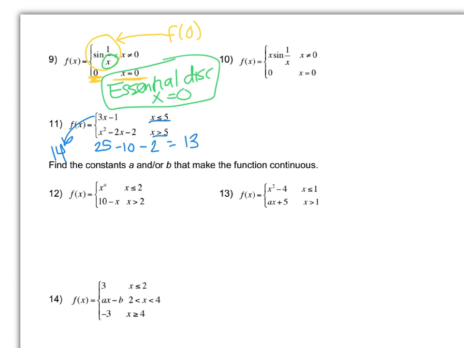So because when this function changes from the first piece to the second piece, it equals two different y values at 5 in those two functions, this has a discontinuity, specifically an essential one, at x equals 5.